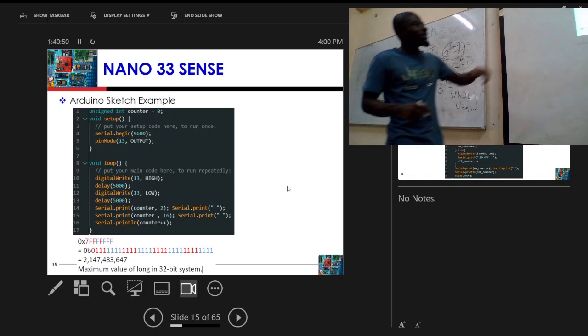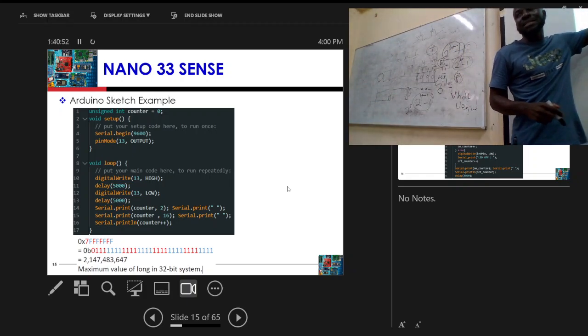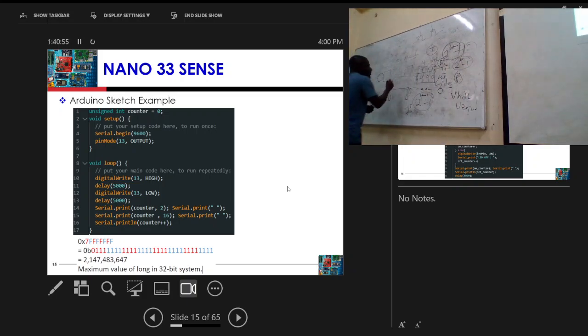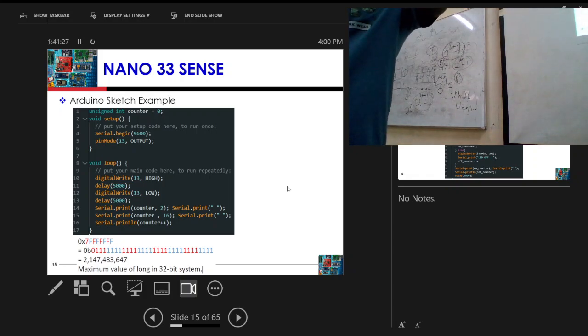Then Serial.print counter, 16. We print the hexadecimal value. If it's 0, the hex of 0 is 0. Then we print a space again. Then we print the decimal value, the counter value. And then we increment it in the next round. So the next round will be 1 space 1 space 1. That's how it works when I run the code. Done. Any question?